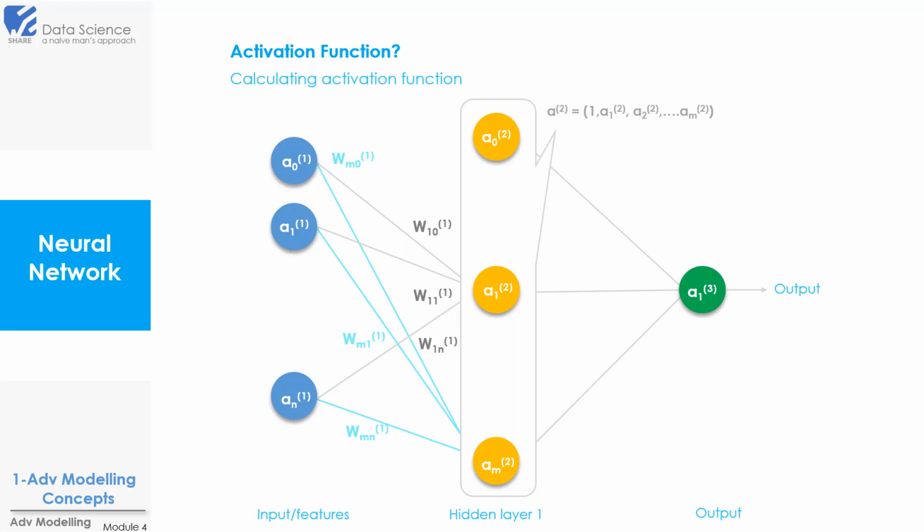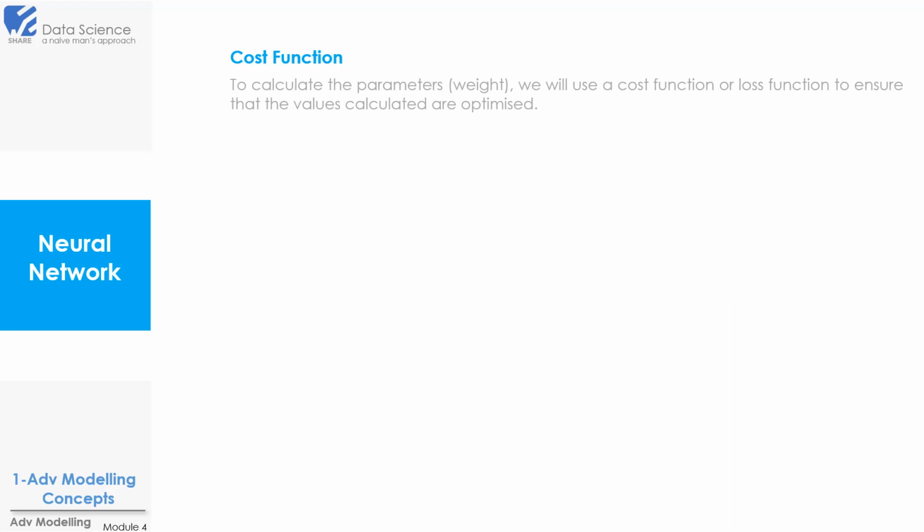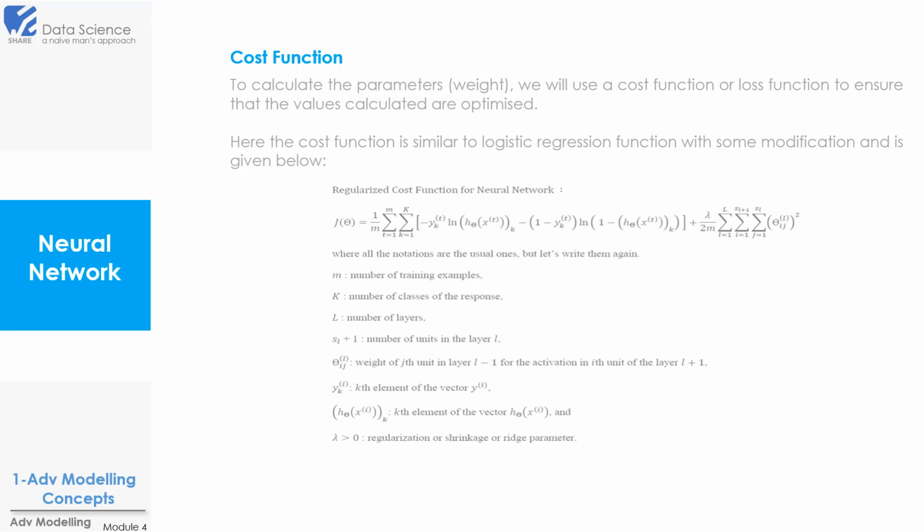Now coming back to the calculation of weights. As I said earlier, we have to find those weights that are optimum. So let's see how we can calculate those weights. Weights are nothing but coefficients, so we must have a cost function to guide us to calculate the best possible weights. As you can see on the screen, the cost function is similar to the logistic regression function with some modifications. Now you can have a look at it. All the notations are given here.